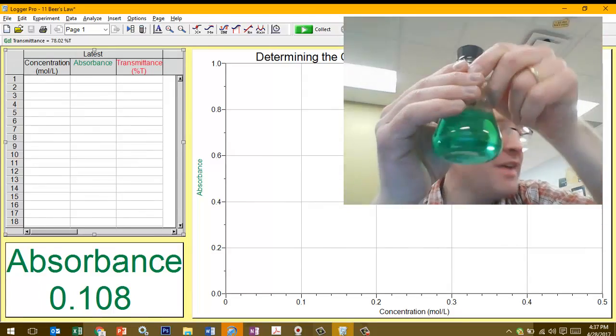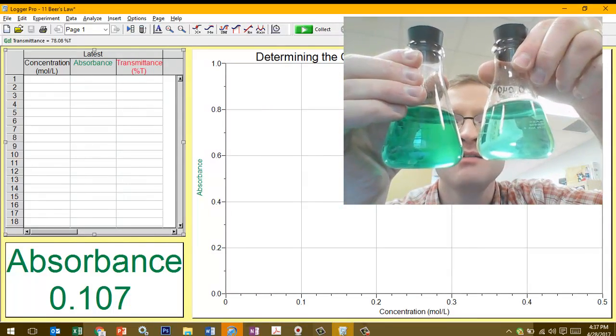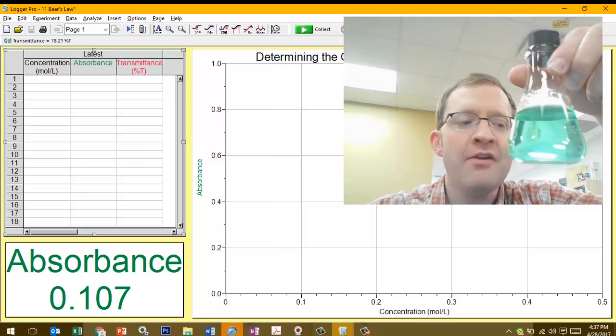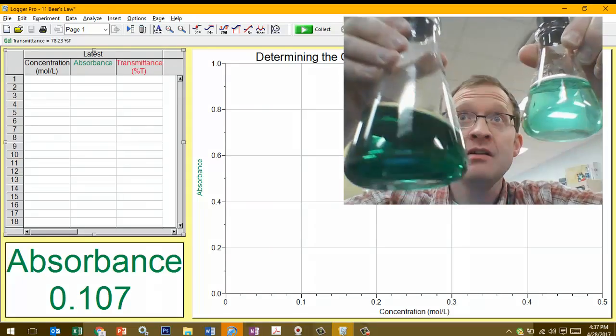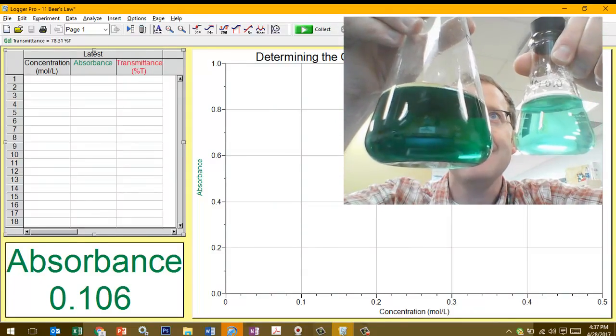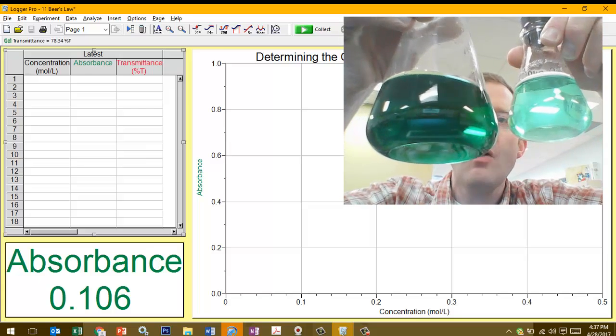And then the last one I've got is a 0.04 molar. Quite faint, quite watered down. Now still quite a bit of green in there. But we've come a long way from the original 0.4 all the way down to the 0.04. Hopefully you can tell that that's a lot faded out. Still the same color of green, the same solute is in there, but a whole lot less of it.